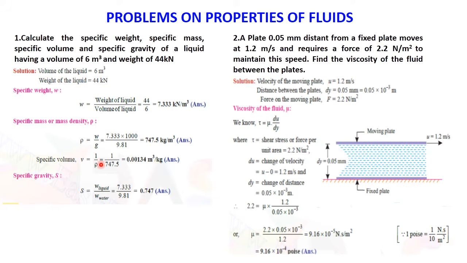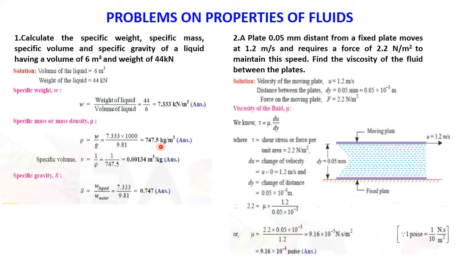So therefore S is equal to the specific weight of the liquid divided by the specific weight of the standard fluid, that is water. So specific weight in kilonewton we will have 7.333 for the actual given liquid, and for the specific weight of the water in kilonewton it is 9.81, or in general it will be 9810 Newton per meter cube. So we get specific gravity as 0.747.